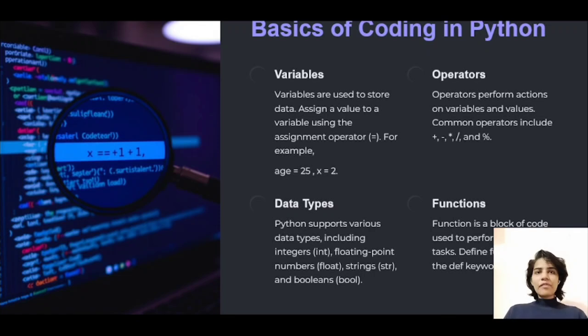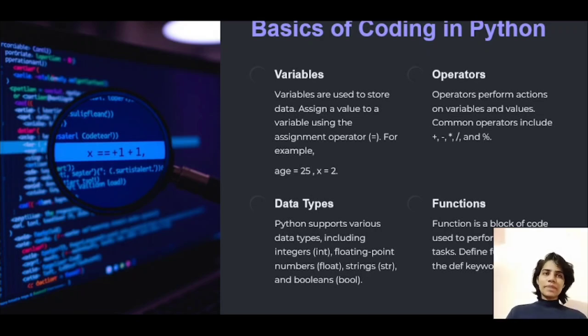For example, we have age is equals to 25. So age is the variable and it is assigned with the help of the assignment operator. And 25 is the value. Now another example, x is equals to 2. This is the simplest example, like 2 is the value. While using assignment operator, x is the variable. We have assigned x the value 2.